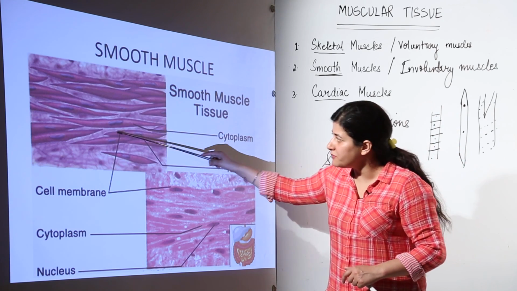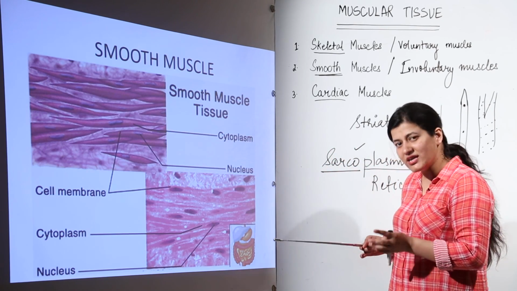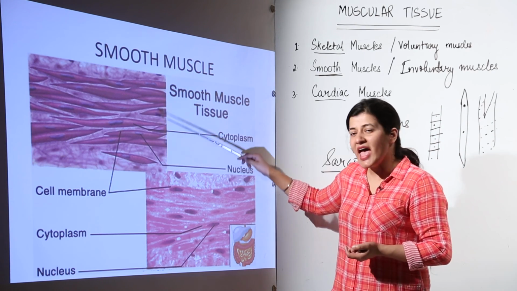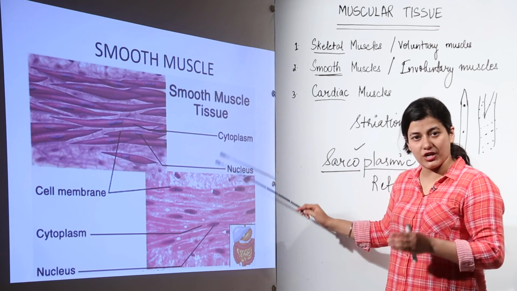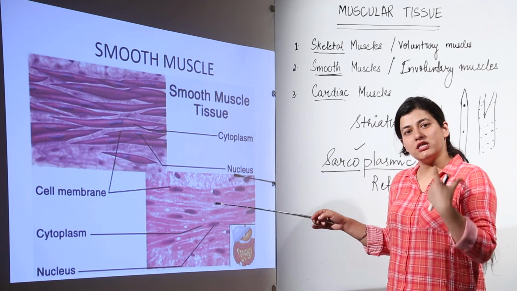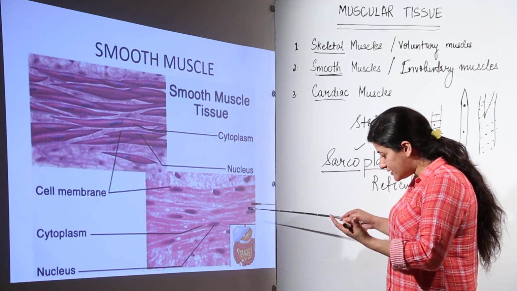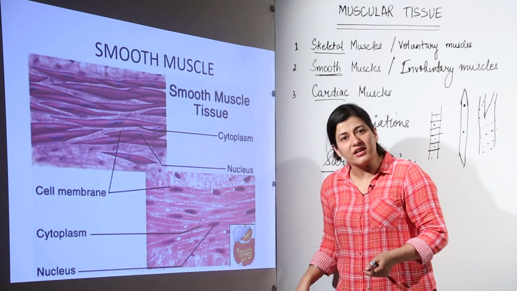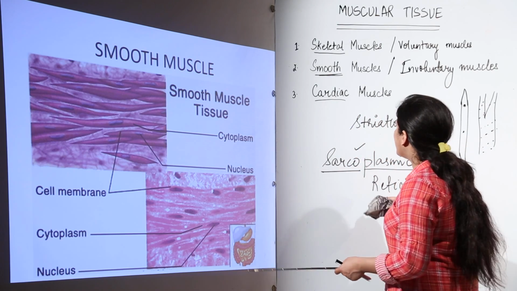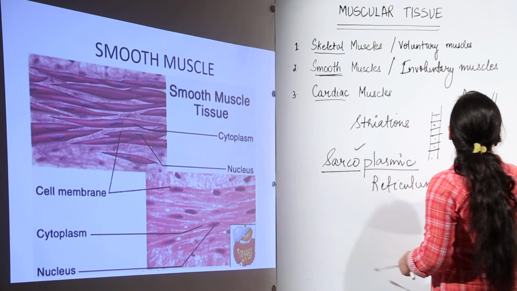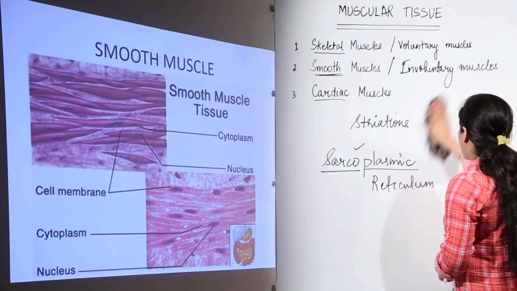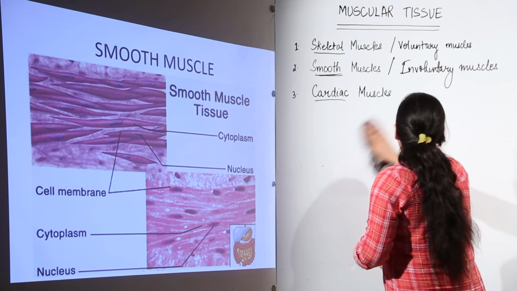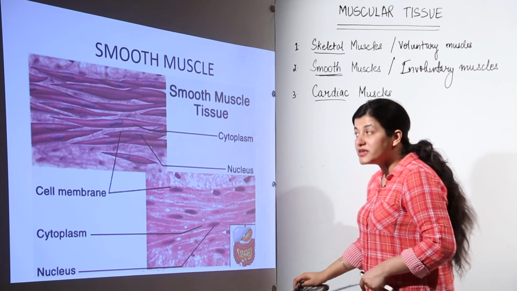There are many spindle shaped cells present, and there are no junctions present, not much of the junctions, and whatever contraction and relaxation has to take place would be in the control of the nervous system. When I say what the locations of these smooth muscles are, they would be present in your gastrointestinal tract, the urinary bladder, which is not under voluntary control, and the blood vessels. Whichever muscles are present there are not under voluntary control, so those would be the sites where smooth muscles are present.